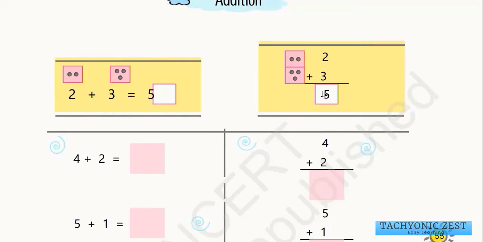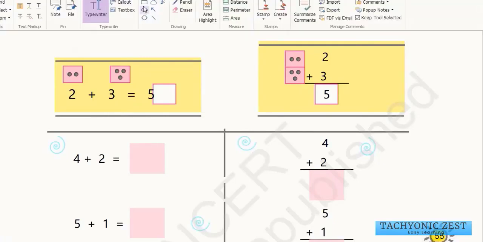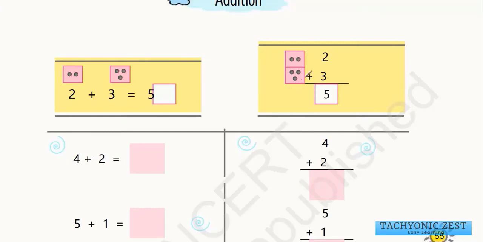Okay, similarly we can do it like this also. Here let us see, at first there were 1, 2, which is 2 dice, and now we are adding 1, 2, 3 dice. So what is the total number of dice? We have to count all the dice in this picture. So 1, 2, 3, 4, 5. So the total number of dice is 5. So 2 plus 3 is equal to 5.